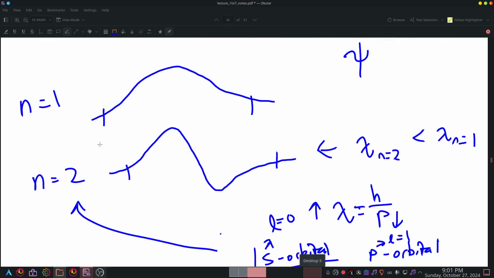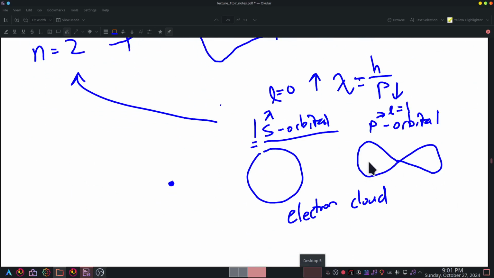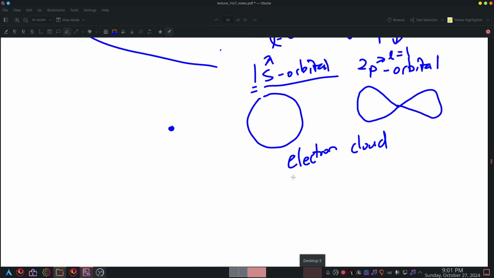In the same way that this n equals 2 wave is more energetic than this n equals 1 wave, this p orbital is actually more energetic than this s orbital, because usually p is only available when you have n equals 2 and upwards. Right? So that's the basic idea.